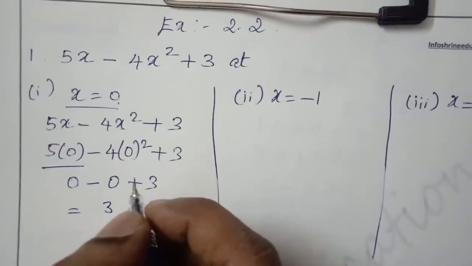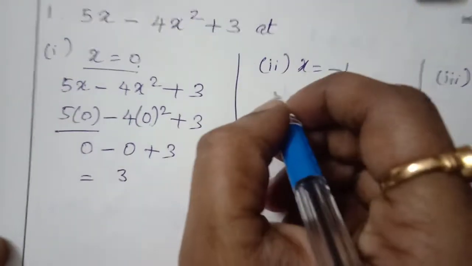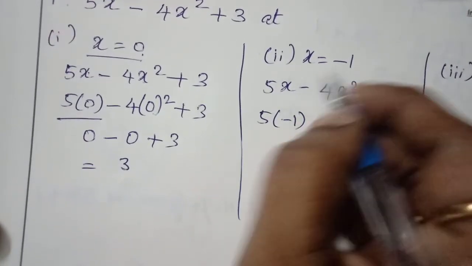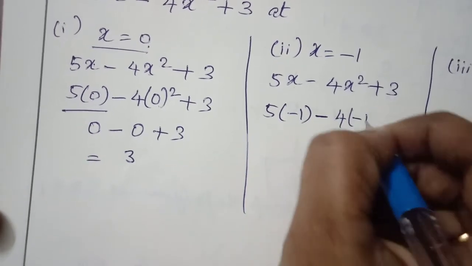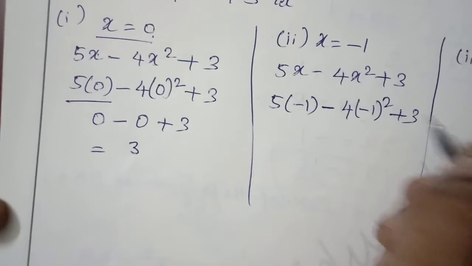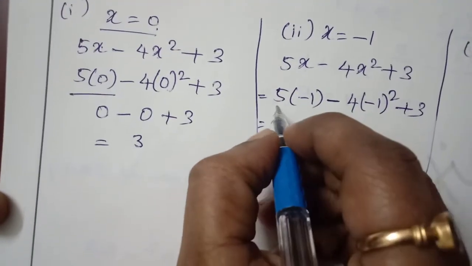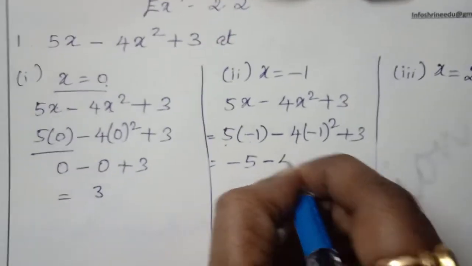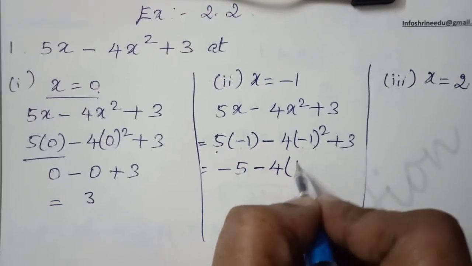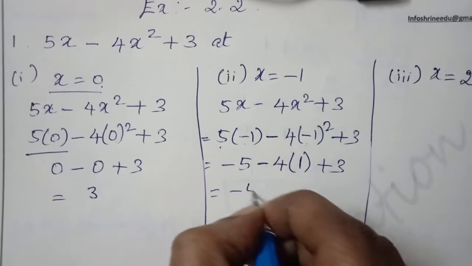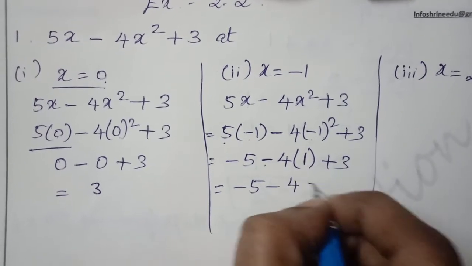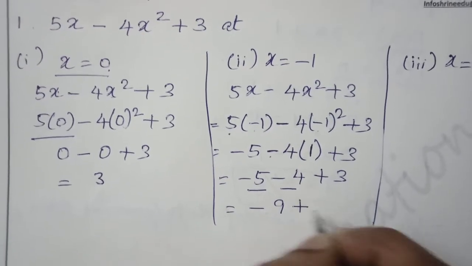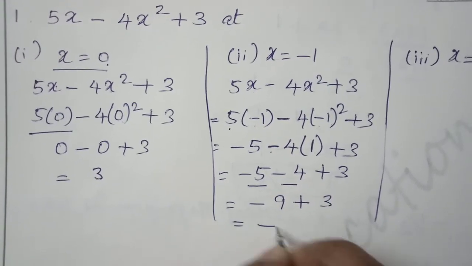And then minus 1. Minus 1 what we have? 5x minus 4x square plus 3. So 5 into minus 1 because x is minus 1, minus 4 into minus 1 square because x is square, plus 3. So 5 into minus 1 is minus 5 and here minus 4 into minus 1 into minus 1 is plus 1 plus 3. So minus 5 minus 4 into 1 is minus 4 plus 3. So minus 9 plus 3. Therefore the answer is minus 6.